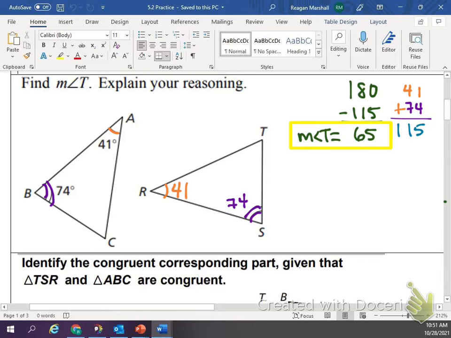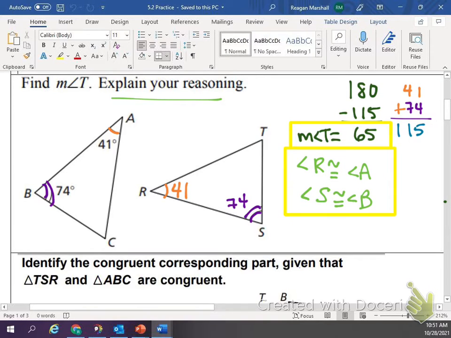It does say explain your reasoning. We are going to do that. How did we know what these angles measured? They're congruent. So R was congruent to angle A, and angle S was congruent to angle B. You could always write out the reasoning if you wanted. It's up to you. But this is as short and sweet and simple as I can make it. Questions for this one? Okay.